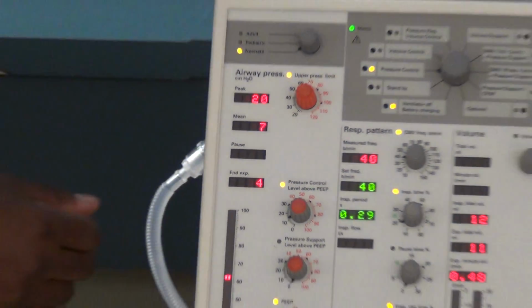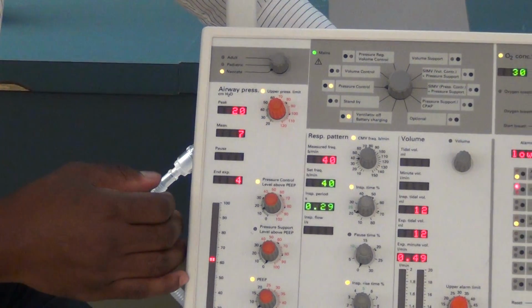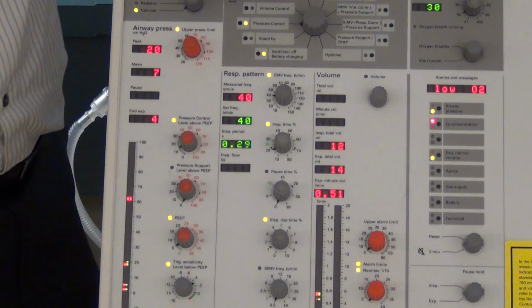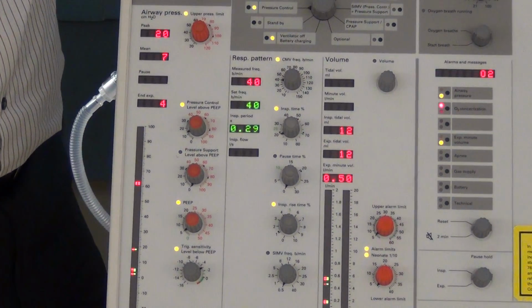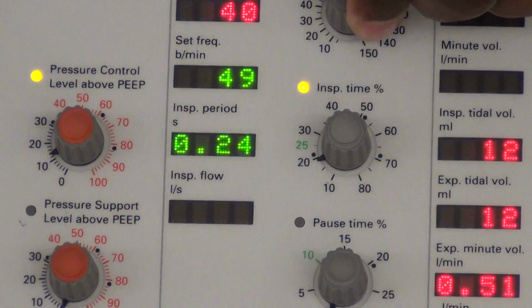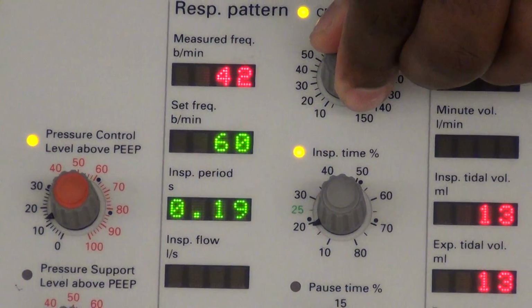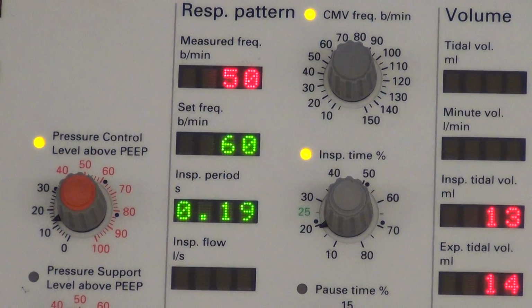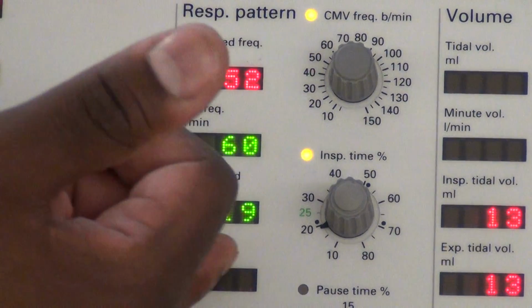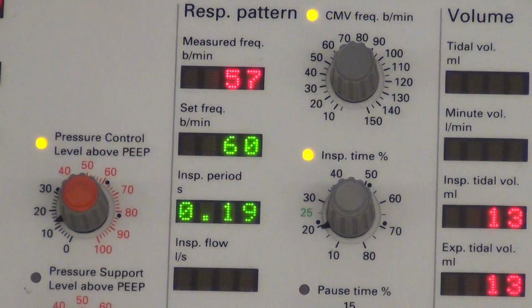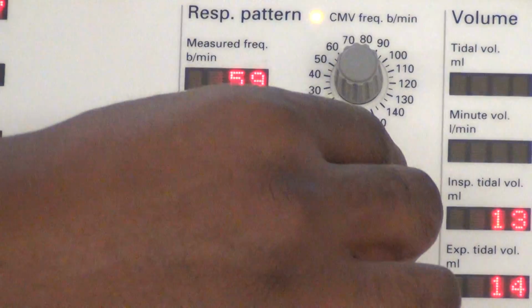Now let's set our respiratory rate. Let's say we want a rate of 60. You'll notice that when I make adjustments to my rate, my I time is also going to fluctuate. It's going to be adjusted as well. So going up to a rate of 60, my rate has gone up, and notice what happened to my I time. Well, let's say I don't want 0.19 I time. Let me make adjustments to that.